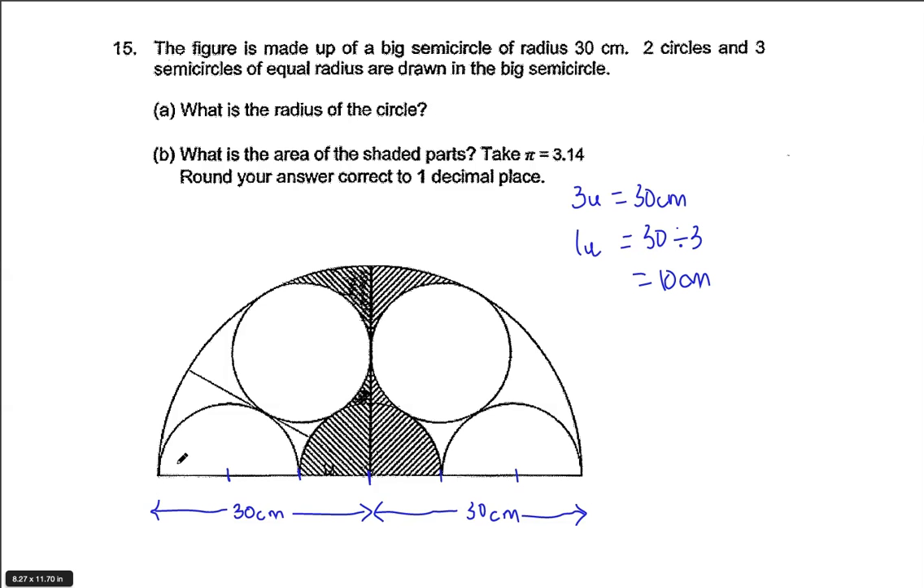So over here is 10 cm, and this is also 10 cm. So what is the radius of the circle? So there we got the answer. The radius of the circle is 10 cm.